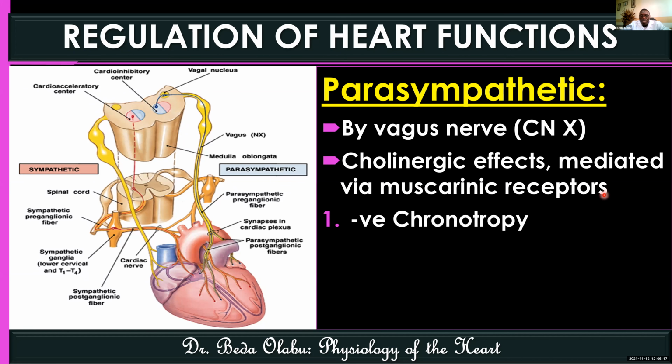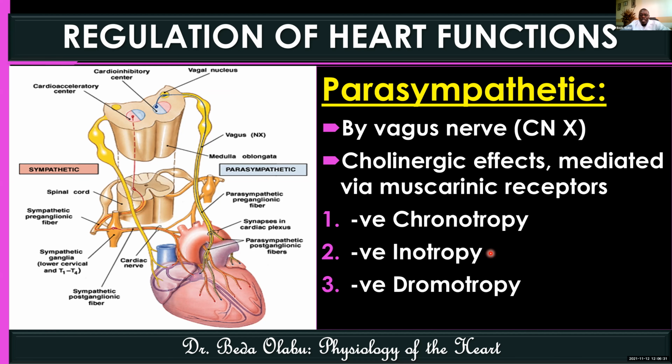What are the effects? It will give us negative chronotropy, which is a reduction in heart rate. Negative inotropy, which is reduction in contractility, the force of contraction. Negative dromotropy, which means reduction in conduction velocity. So this is the one that will actually increase the PR interval. If we reduce the heart rate and we reduce inotropy, which means we'll have reduced stroke volume, then definitely we will reduce cardiac output, because we said cardiac output is a function of heart rate and stroke volume.